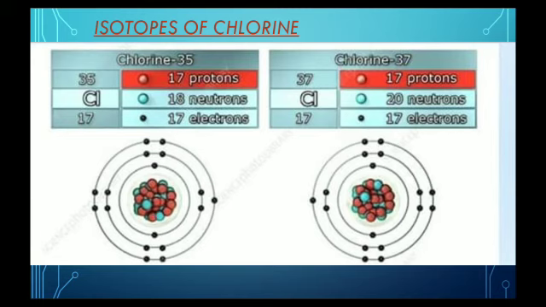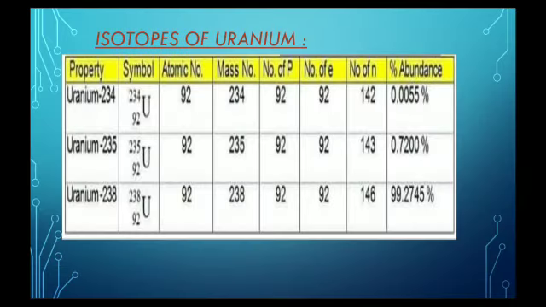Then there is again the activity 2.2 given on page number 35, and it is about the abundance of the isotopes of chlorine. There are two isotopes, one is present in 75.77% and the other is 24.23%. It is given in the last paragraph, and you have to write about which isotope of chlorine is present in more abundant form.